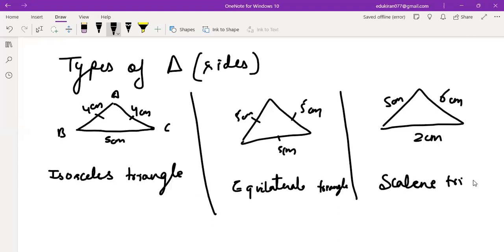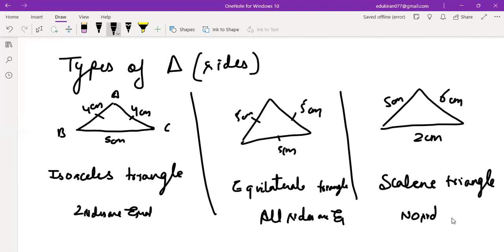I hope it's clear, right? So these are basically on the basis of sides. On the basis of sides, we have 3 triangles: isosceles, equilateral, and scalene. Isosceles, 2 sides are equal. Over here, all sides are equal. And for scalene, no sides are equal. You can mention no equal sides.